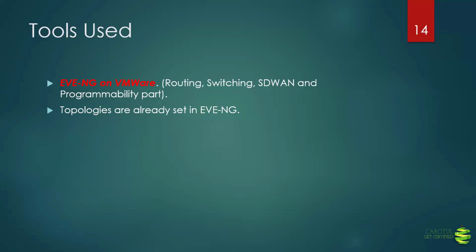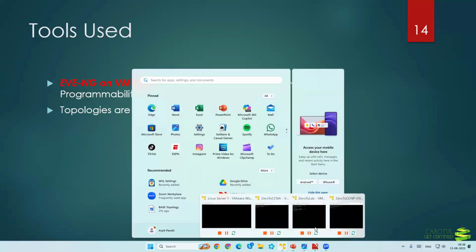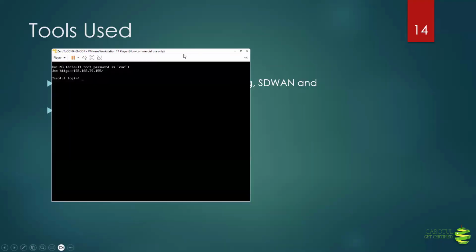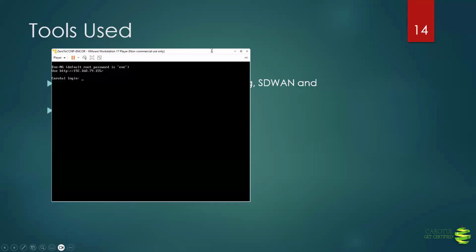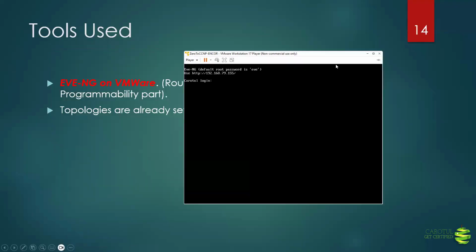So just to show you an example, when you import the OVA and you boot the machine, you will see something like this, where you will have an IP address here, like 192.168.79.155. In your case, it might be a different IP. And then you will see a login screen. This login screen is the backend of EVNG. It is the Ubuntu Linux server where EVNG KVM is installed, right?